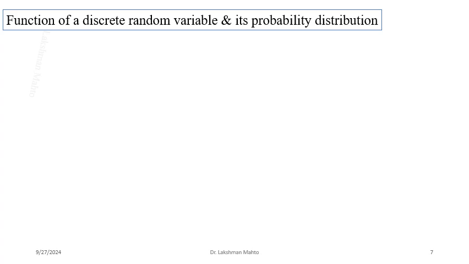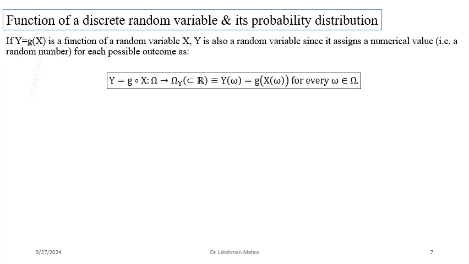So we will define a function of a discrete random variable and try to compute the probability distribution of that random variable. If X is a given random variable and Y happens to be a function of X, we call that function g. So Y equals g of X. We can easily see that Y is also a random variable. Why? Because Y will also assign a numeric value, or a random number, for each possible outcome of the random experiment. That means ultimately the domain of Y would be omega, the sample space.